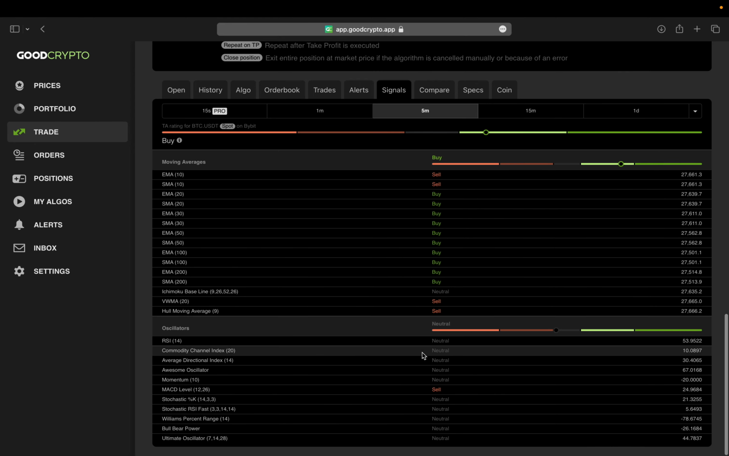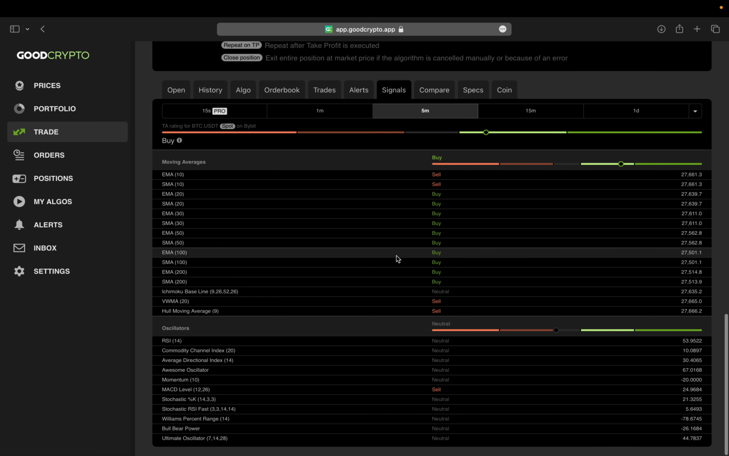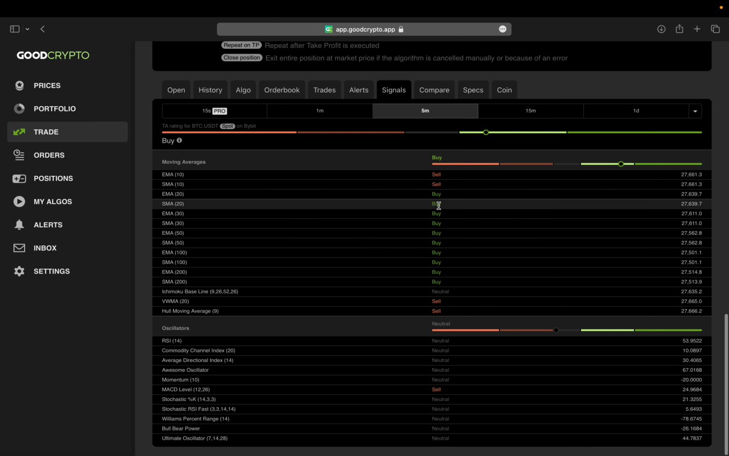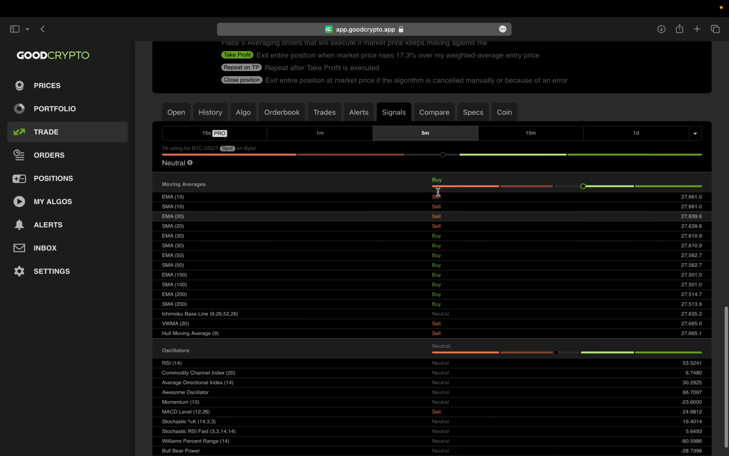So, for example, you see that most of the oscillators now are neutral. One says sell, but most of the moving averages tell you buy, some tell sell, and just one is neutral. So your overall rating, which just changed, is about neutral. It oscillates between a very weak buy and neutral, right? So we have neutral, buy, sell, and strong sell.